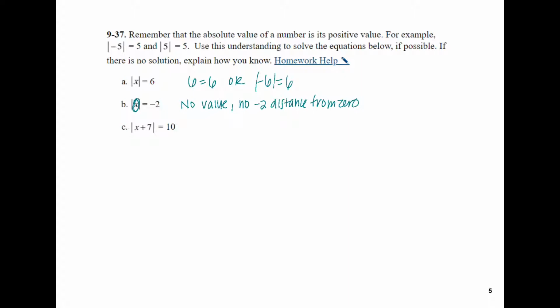When we look at letter C, if we say the absolute value of x plus 7 is equal to 10, well, we say x plus 7 is equal to positive 10, or we can say x plus 7 is equal to negative 10. We can use our inverse operations, so we get x can either equal negative 17 or x equals 3. So the only way to get rid of absolute value bars is to break it into two problems.